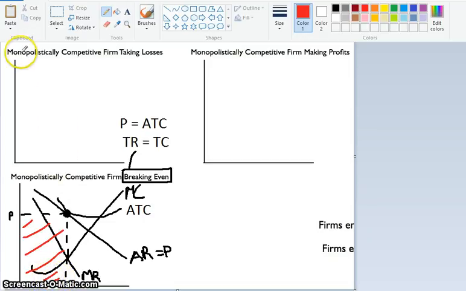I want you to go draw your losses and profits for monopolistically competitive firms. Remember, they're going to look just like monopolies doing the same thing. And then I'm going to talk to you next time about the long-run adjustments. Let me know if you have any questions. So you should be making these on your page number 1. Go.